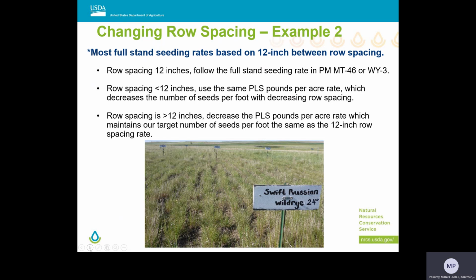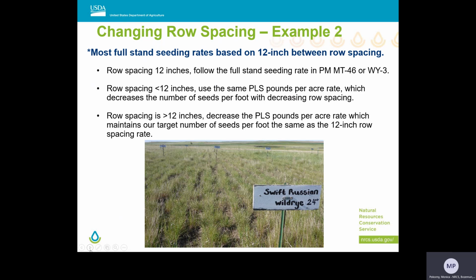Our full stand seeding rates, as I mentioned, are based on the number of seeds per pound of a species, plus the target number of seeds that you want per linear foot or square foot. This means that if we deviate too far from the 12-inch row spacing, we need to do some adjustments. Otherwise, we could be planting either too many or too few seeds per square foot. If we have too few seeds per acre planted, we could result in a poor stand establishment. And if we have too many seeds planted within a row, it can add to the cost of the project, and it can also result in excessive seedling competition within the row.